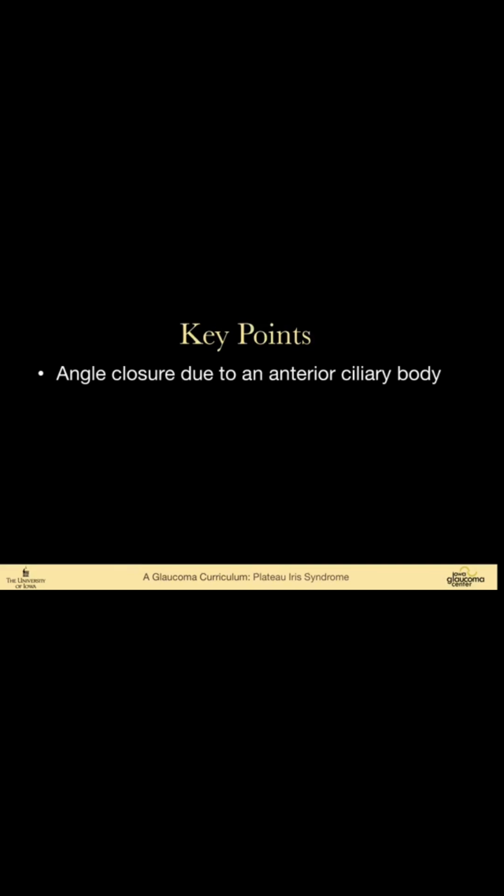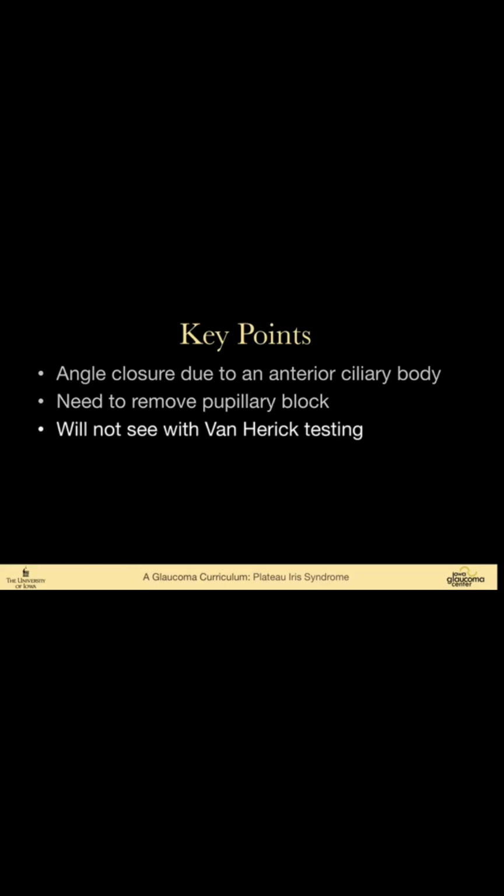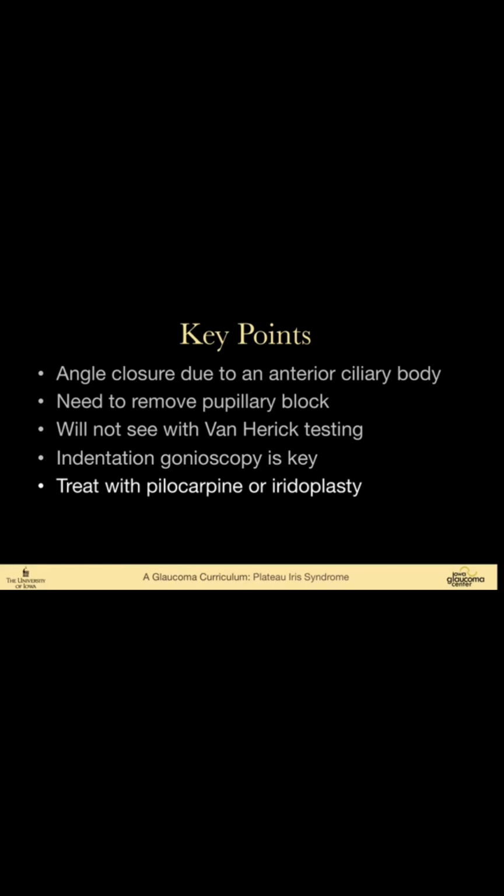So this is an angle closure due to an anterior ciliary body. One needs to remove the pupillary block with an iridotomy. You won't make this diagnosis on Van Herrick testing, so one does need to do gonioscopy. And indentation gonioscopy is really the key here. And we treat this with pilocarpine or iridoplasty.